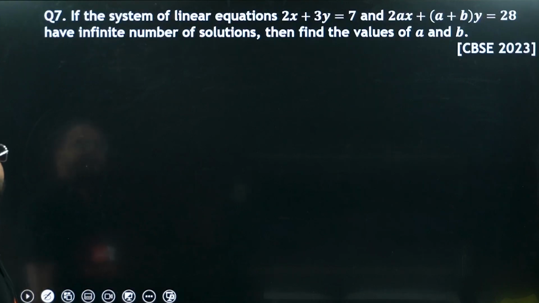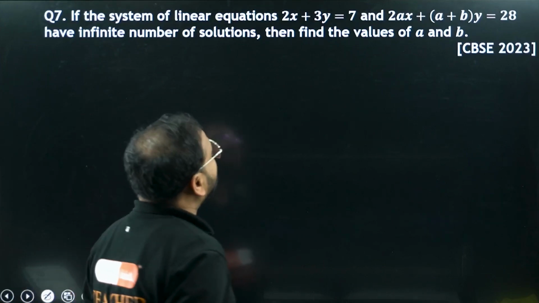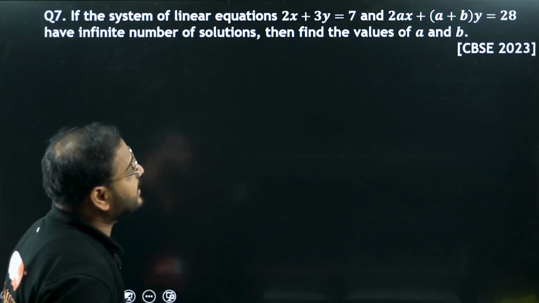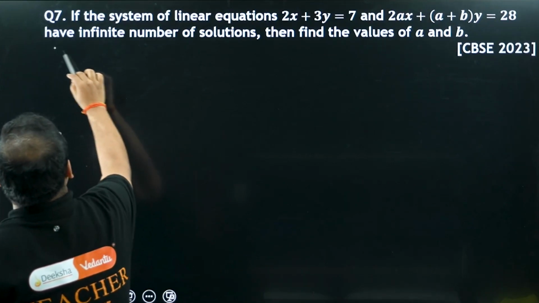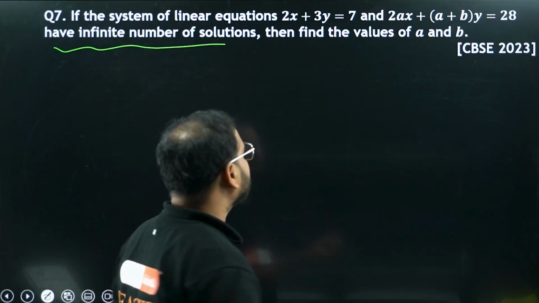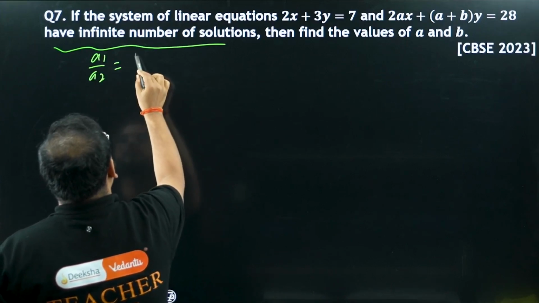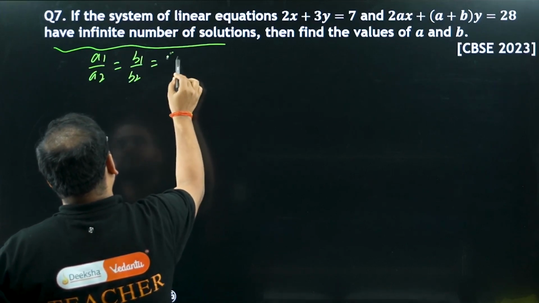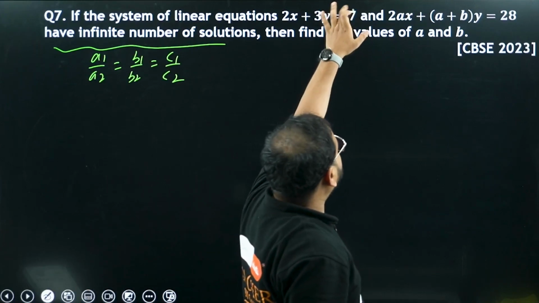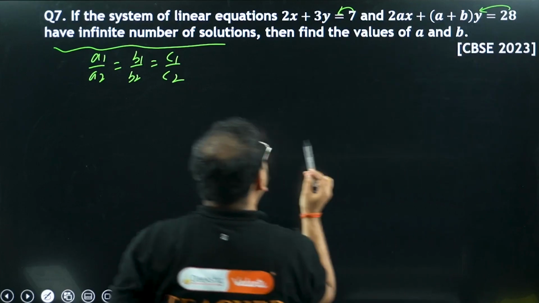Moving on to question number 7. If the system of linear equations 2x plus 3y equals to 7 and 2ax plus (a plus b)y equals to 28 have infinite number of solutions, find the value of a and b. Here there are 2 variables, no problem. What is the condition for infinite solution? We just wrote, sir, a1 by a2 equals to b1 by b2 equals to c1 by c2. One more thing, I have to bring the 7 over here, and so is 28 over this side. Okay, please write the ratio now.